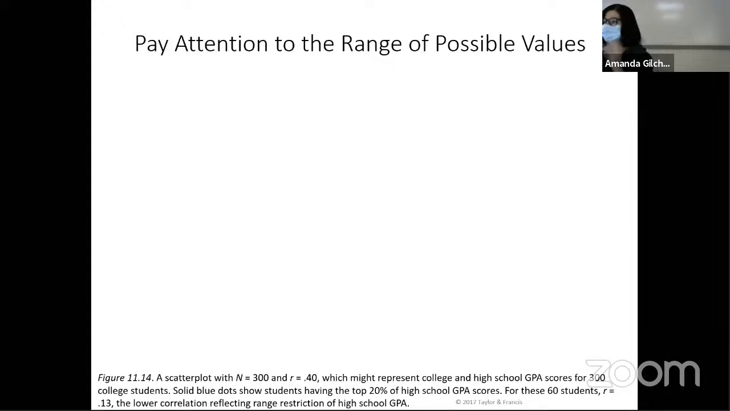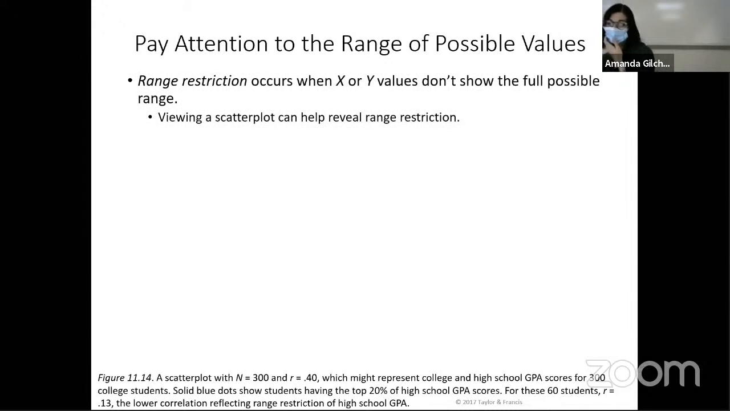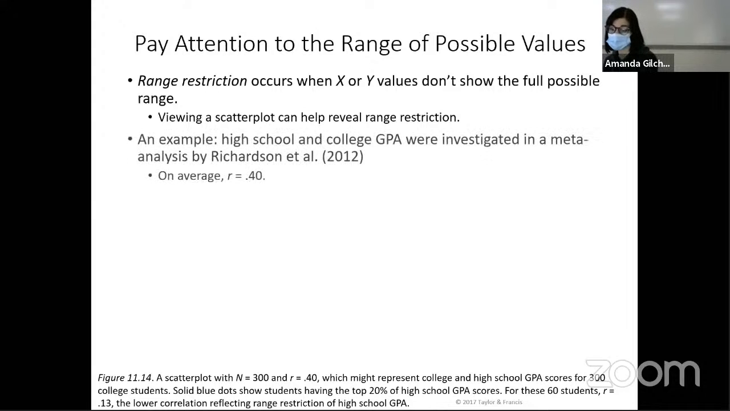Additionally, I may have talked about this a little bit last semester when we talked about something called range restriction, but we have to talk about the range of possible values. So range restriction occurs when X or Y values don't show the full possible range. For example, if I'm looking at the relationship between SAT scores and GPA, but I'm only looking at students who got a 3.0 or higher, I am going to have a restricted range that may not tell me the full story of the data.